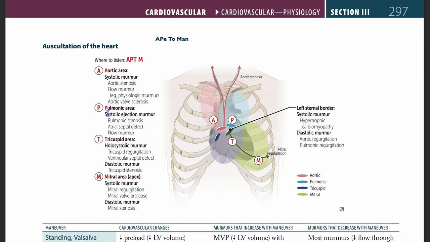Okay, and then pulmonary area, systolic ejection murmur. That's this area: pulmonary stenosis, atrial septal defect, and flow murmur. Right. So again, these two are the stenosis ones. Okay, and then you also have atrial septal defect can be heard over here. Because you won't hear it going from right to left. You're going to hear it going from left to right. That's why it's on this side. And then you can have the flow murmur there.